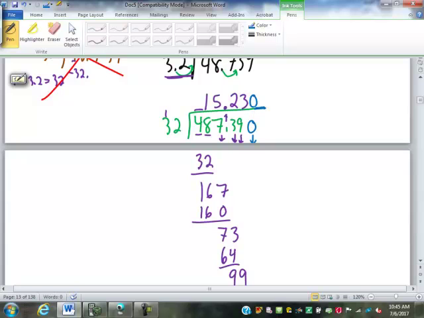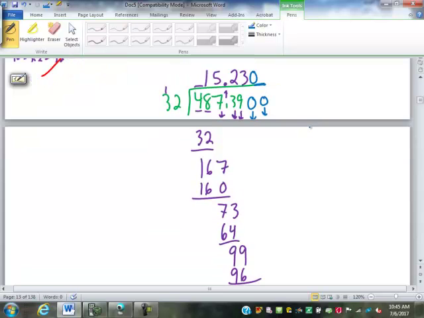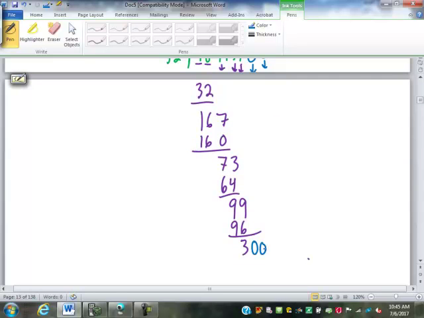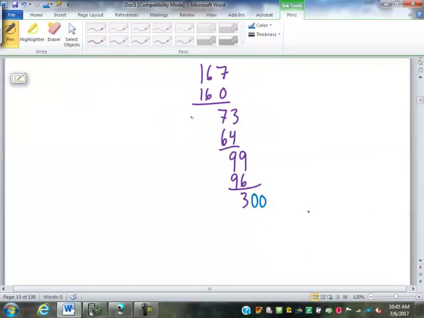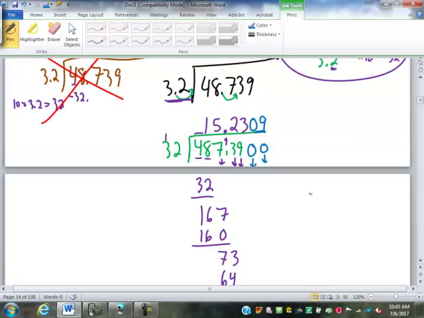Does that mean I'm done now? I'm at the thousandths? Say no. I have to put one more 0 on there and bring it down. Does 32 go into 300? Yes, it goes in there 9 times. 9 times 32 is 288. 12 left over. I had to go this one extra digit because I need to know whether this one is going to stay as 0 or move up to a 1.